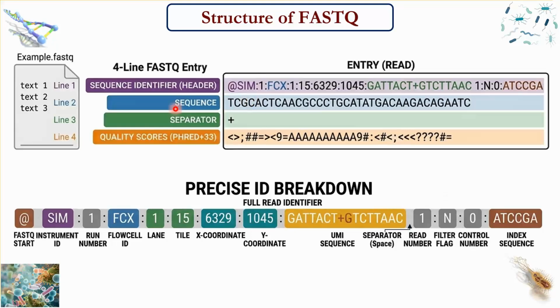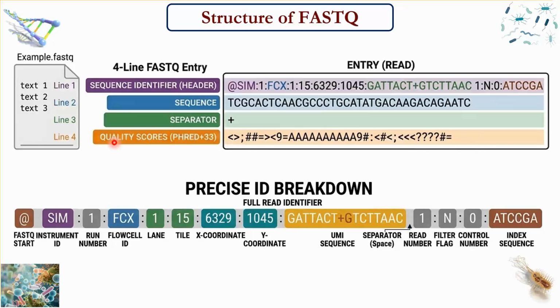Line 2 in a FASTQ entry is the sequence. This is the actual DNA sequence composed of the nucleotide bases A, T, G and C. As we can see here, line 3 is a separator line. This is also called the quality score identifier line. In older FASTQ formats, this line could repeat the identifier or header information. However, in most modern FASTQ files, it usually contains only a plus symbol.